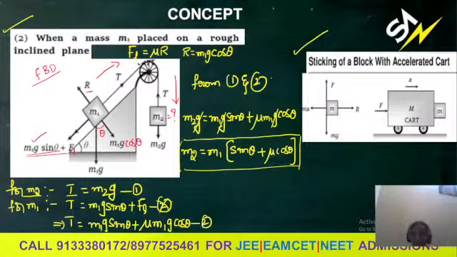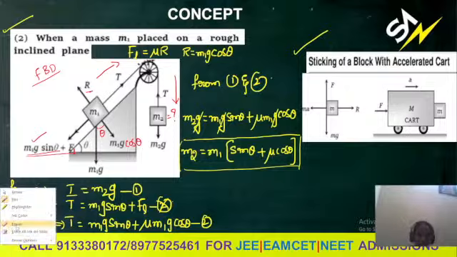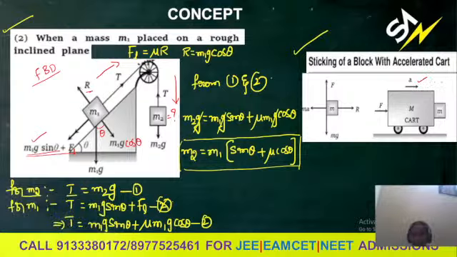Next situation, sticking of a block with an accelerated cart. See, in this diagram, you can observe there is a cart which is accelerating in this direction, rightward, and the block is kept on the front face of the cart. So what question can they ask here? The minimum acceleration a minimum of the cart so that the block does not fall. So what is that minimum acceleration that should be maintained by the cart?